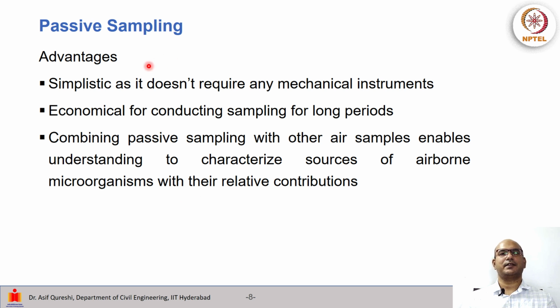The advantage of such passive sampling is that it is passive in nature. We take the plate and we just put it, and if we put it in a secure environment, then we don't need to worry about it. We can just leave it without any electricity and go, and then come back and collect the plate. So the advantage is that it is simplistic, because it does not require any mechanical instruments. We just put the plate in a proper place and then take it back.